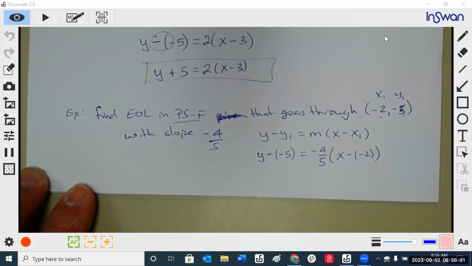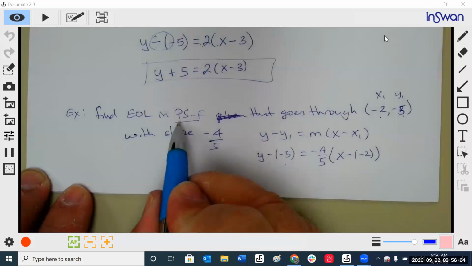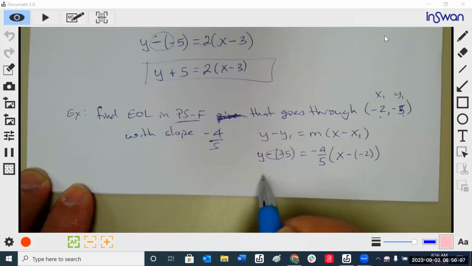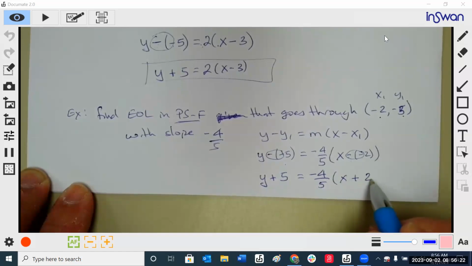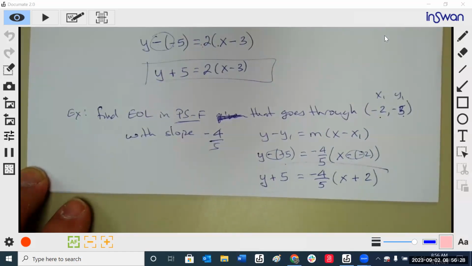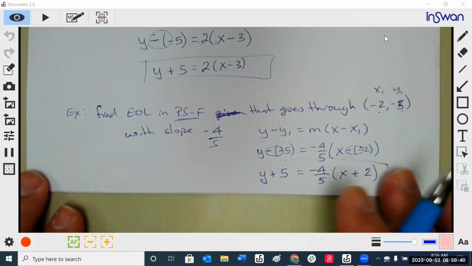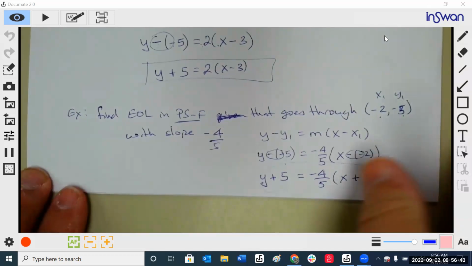So the only thing we can do here, since we're looking for point slope form, negative times negative is a positive. So y plus 5 equals negative 4 over 5. Here we have negative times negative again, so negative, negative is a positive. And there's our answer. That's as far as we can go. Now, to answer your question, why can't we go any further? We can.